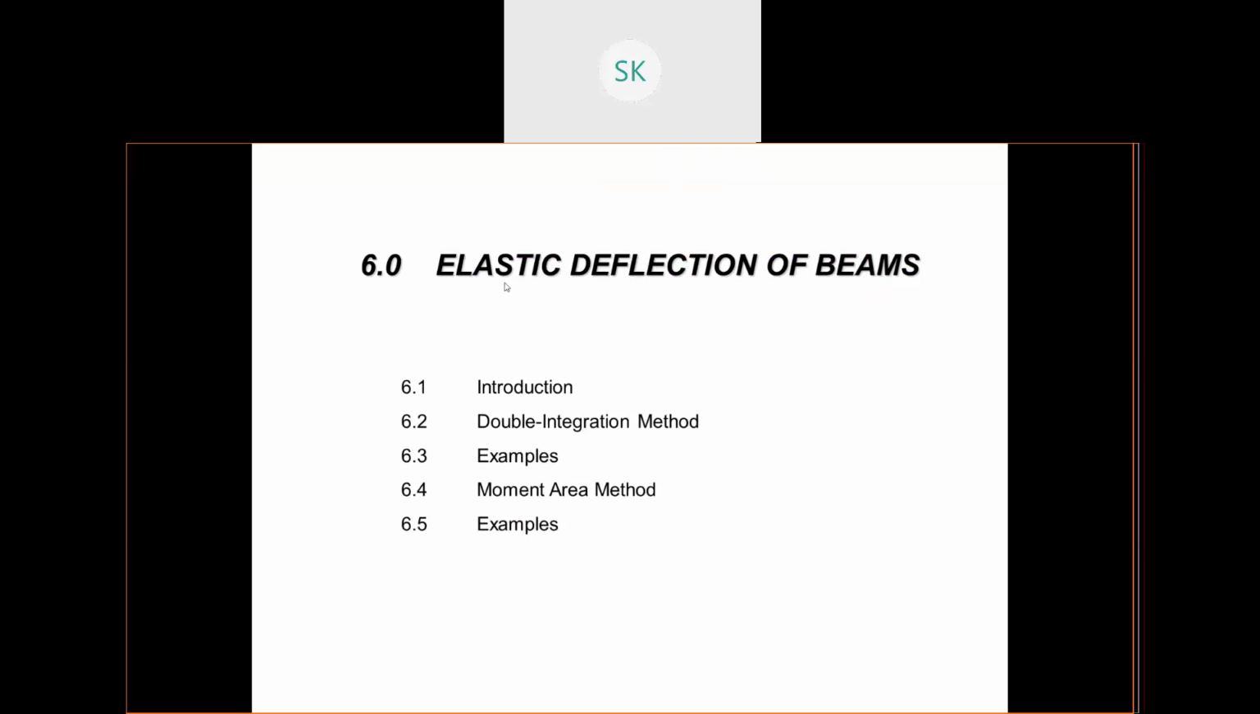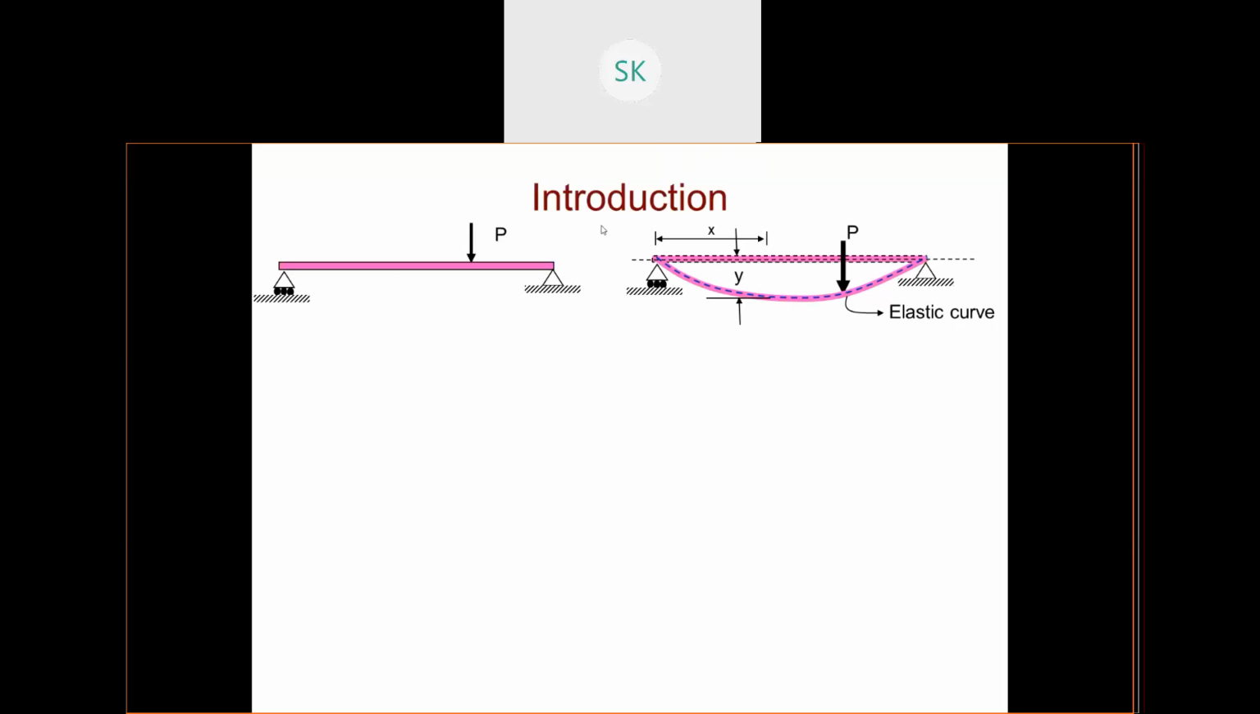What is deflection of beam? This is your simply supported beam, right? It has been loaded. When a load comes to a beam, it will deflect, right? But in your general structure, the beam should not be deflected. This beam should be able to carry this load. But if the load exceeds the carrying capacity of this beam, then this beam will deflect, right?